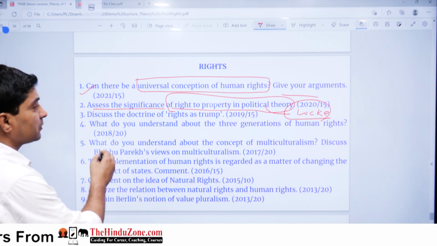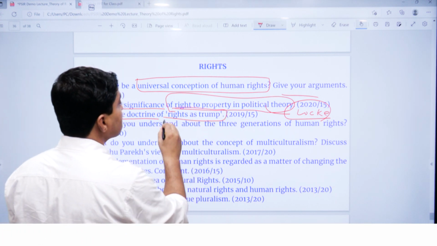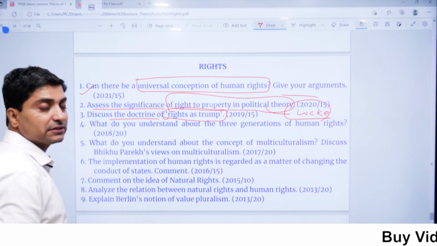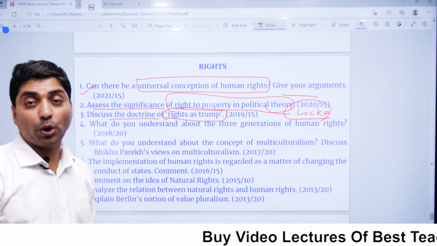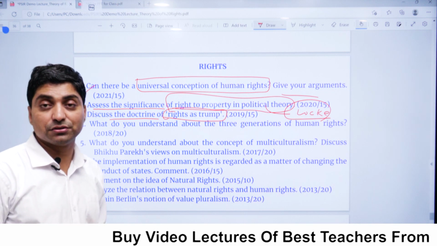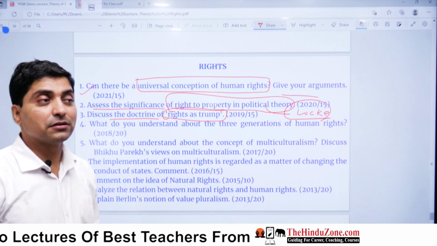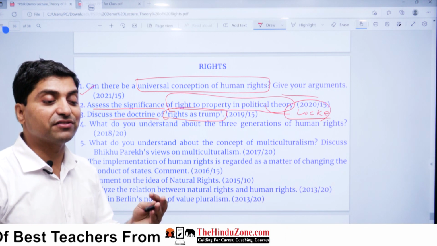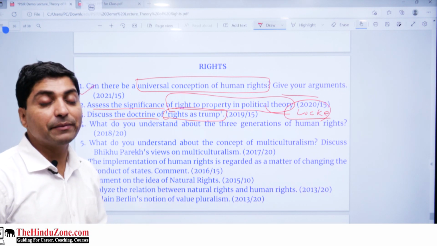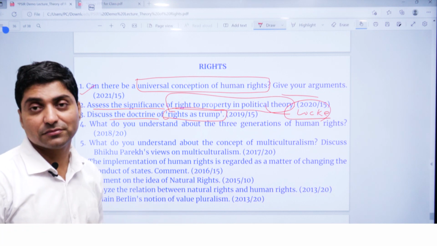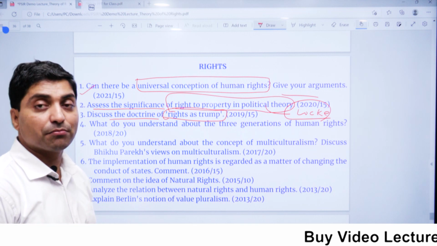Now, discuss the doctrine of rights as trumps. This is purely Dworkin's theory of rights. He talks about rights as trumps. A right is always good, like the right to abortion, right to privacy, right to liberty. And an individual must have rights against the government, because in today's democracy the government is the government of the majority. In that case, individual rights must be protected.